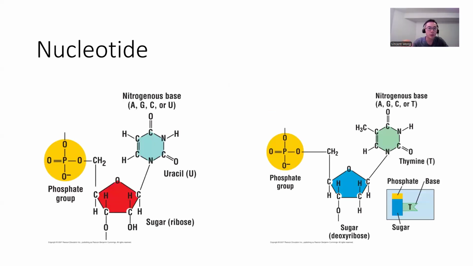So here is a nucleotide. A nucleotide has 3 parts to it. There is a phosphate, which is the PO4 that we have been talking about, plus a sugar and a nitrogen base.